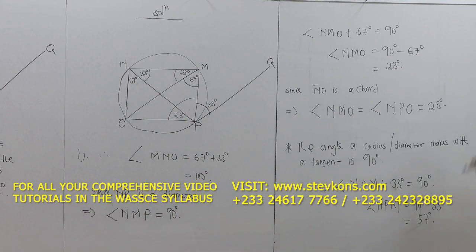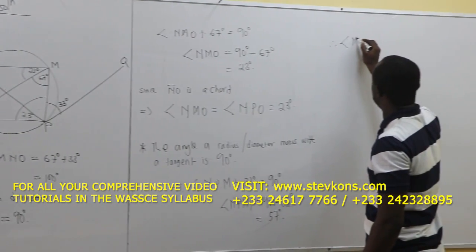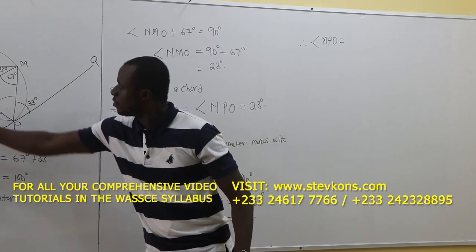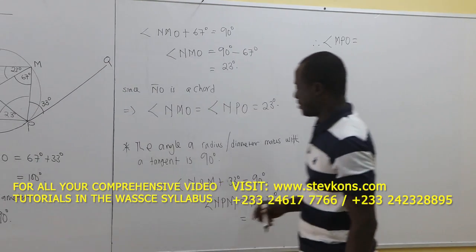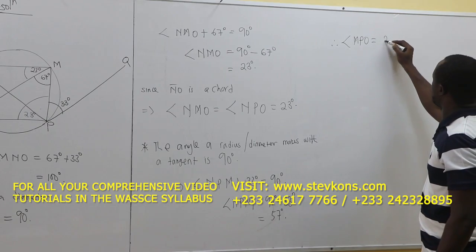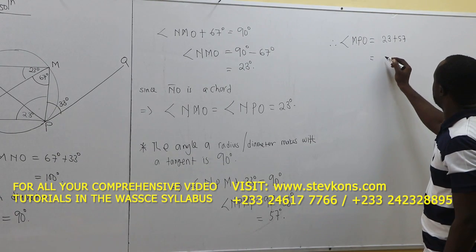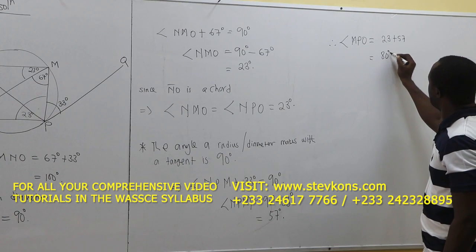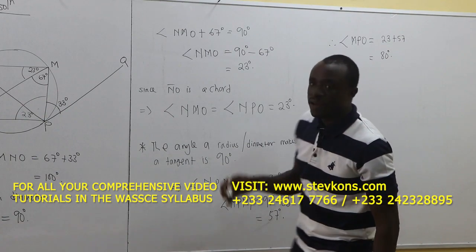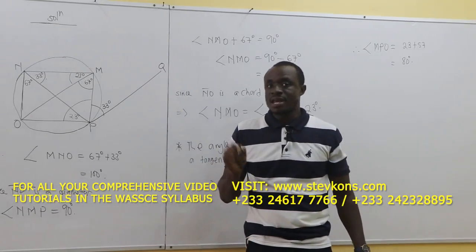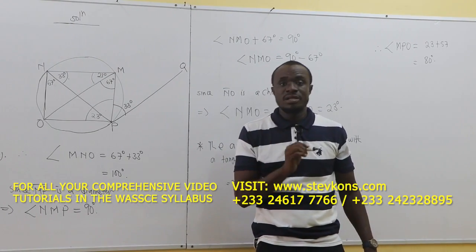Therefore, angle MPO, that is 23 plus 57. So that's 23 plus 57, and this is just 80 degrees. That's very, very easy. So the angle a tangent and a diameter radius make is equal to 90 degrees.